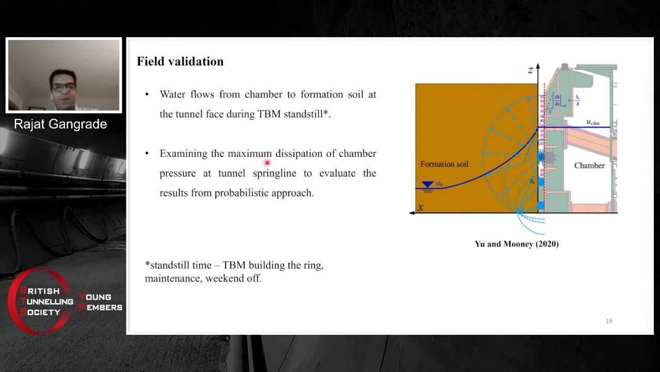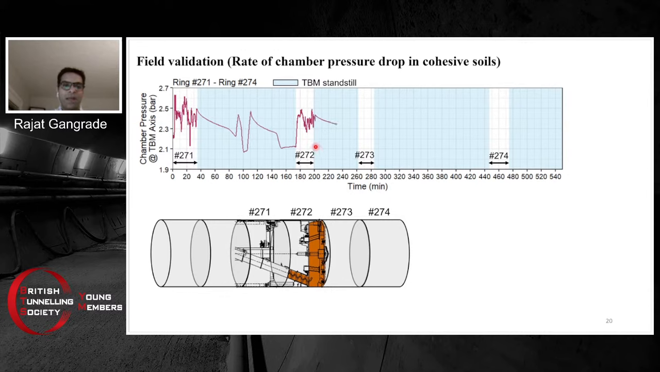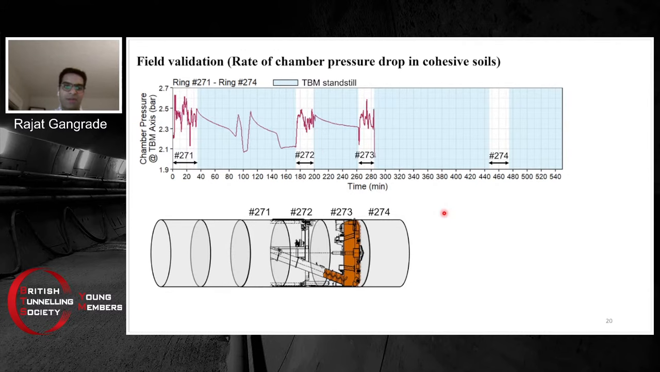In this case, I've examined the maximum dissipation of chamber pressure at the tunnel spring line. Bajayan says that when EPBMs are excavated in sand, there is a higher dissipation of pore pressure during standstill. And standstill can be during ring building or maintenance or weekend or anything. But we are looking at the rate of dissipation of chamber pressure within the TBM data. As an example here, as the TBM progressed with excavation, this was the chamber pressure. The blue highlighted is the standstill of the machine, and we can see the rate of dissipation of chamber pressure.